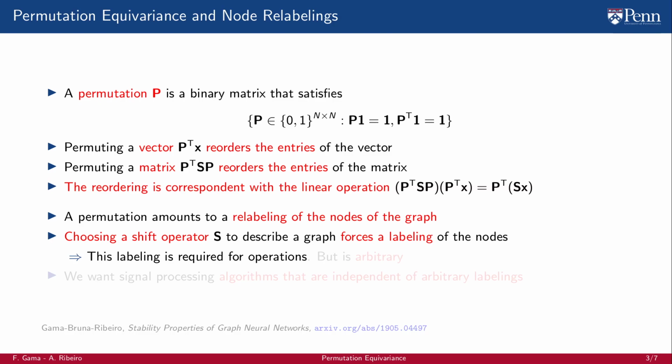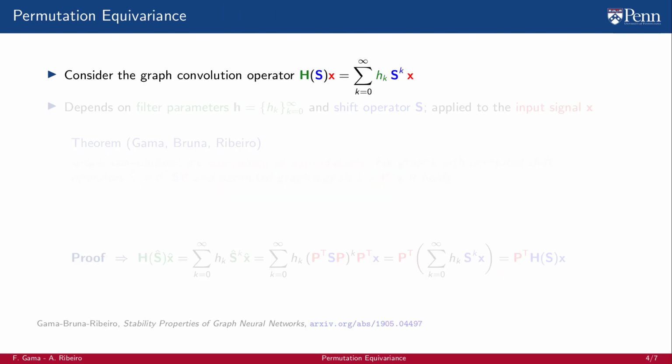And this labeling is a consequence of requiring a matrix description to be able to carry out operations. That is, we need the matrix S describing the graph to be able to operate on the vector x that describes the graph signal, but both the shift operator and the signal share a corresponding labeling. However, it is an arbitrary labeling. Therefore, it is sensible to want signal processing algorithms that are independent of this arbitrary labeling. For an operation to be independent to labelings, it has to be permutation equivariant.